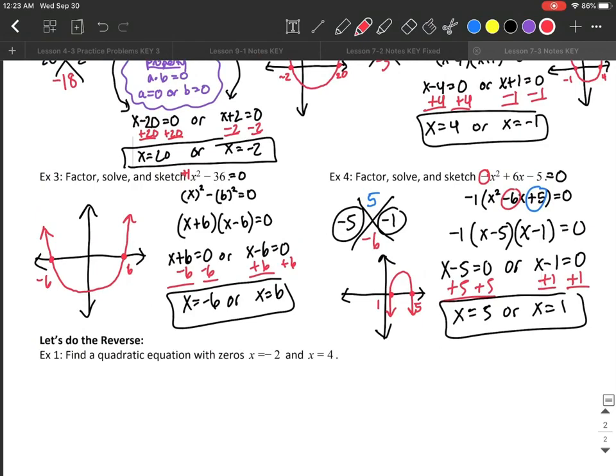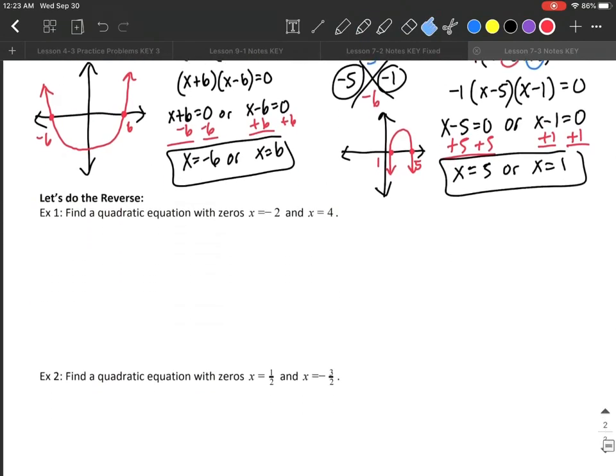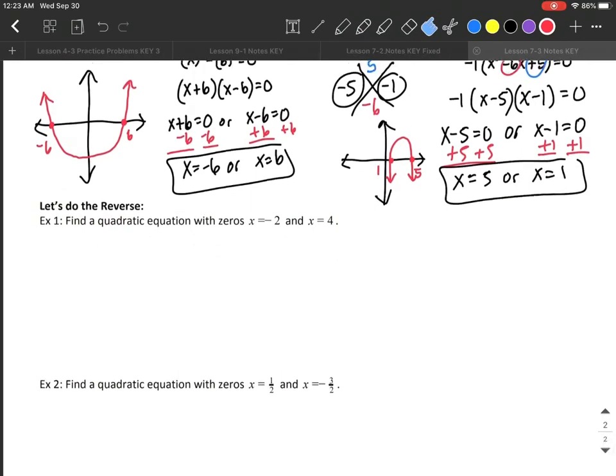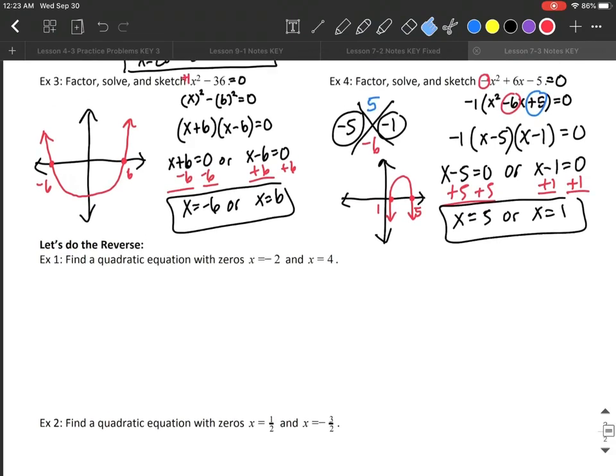All right, let's do the reverse. So I want to find a quadratic equation with zeros x is equal to -2 and x is equal to 4. So I'm starting down here. Oops. I'm starting down here and I'm working my way back up. So the first thing I'm going to do is I'm going to say, well, x is equal to -2 or x is equal to 4.